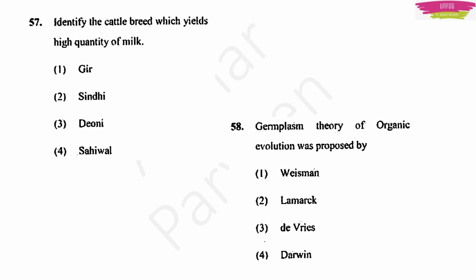The next question is, identify the cattle breed which yields high quantity of milk. Option 1 is Gir, option 2 is Sindhi, option 3 Deoni and option 4 Sahiwal. So Sahiwal is the cattle breed which yields high quantity of milk.